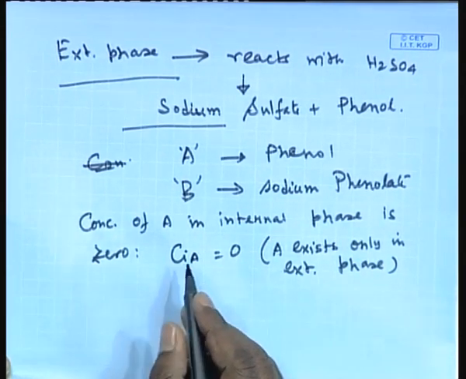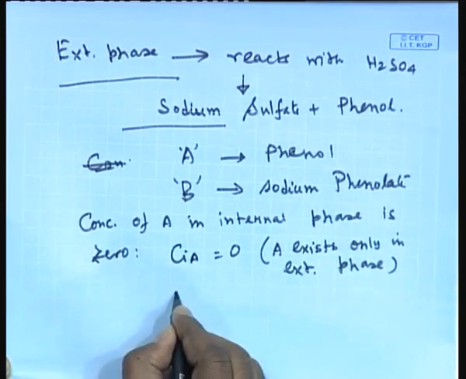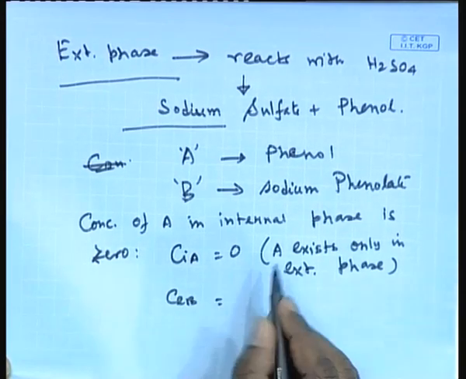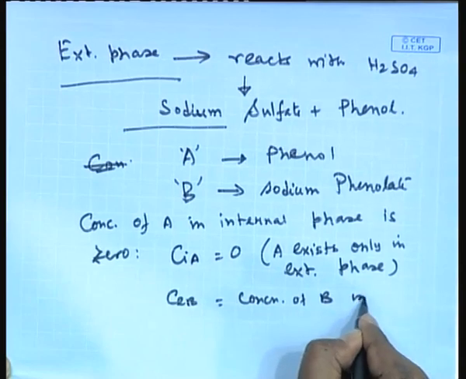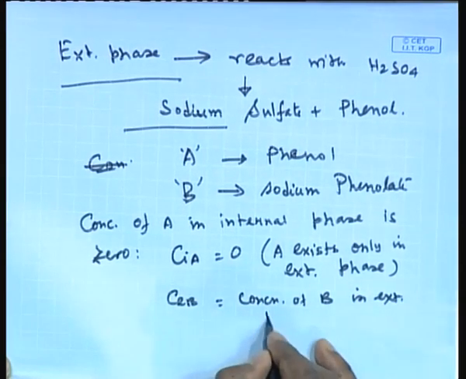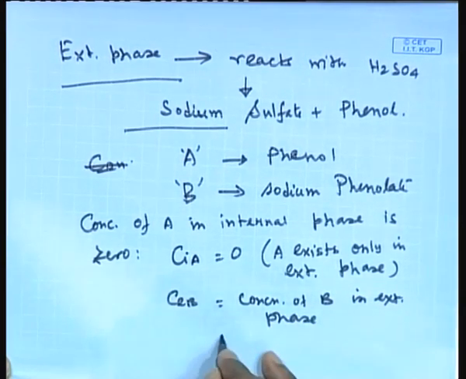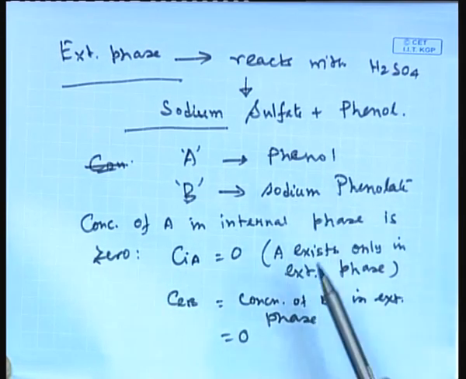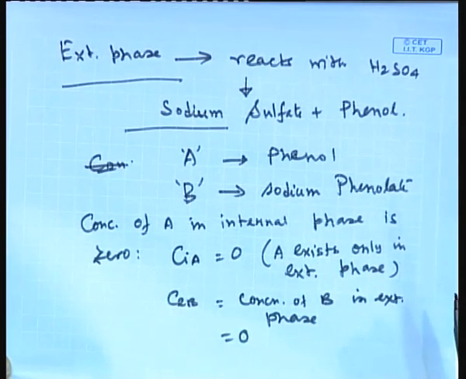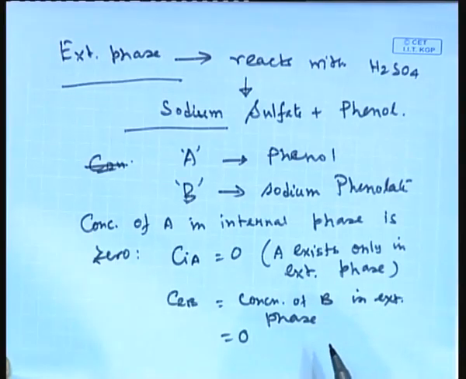Concentration of B in the external phase is 0. CeB, that means the concentration of B in the external phase, is equal to 0. That means, whenever B, the sodium phenolate, comes out to the external phase, it reacts with sulfuric acid and produces sodium sulfate and the phenol back. So, sodium phenolate does not exist in the external phase. So, the concentration is always 0.